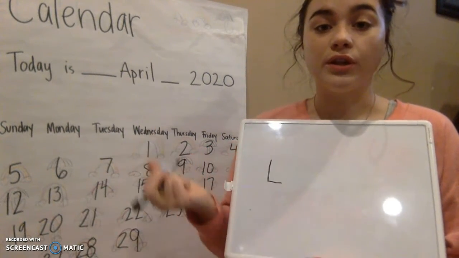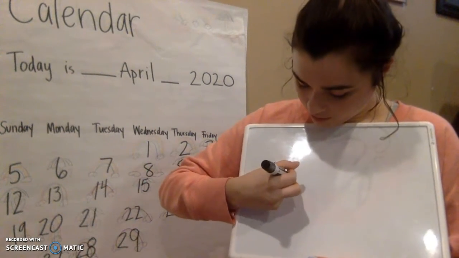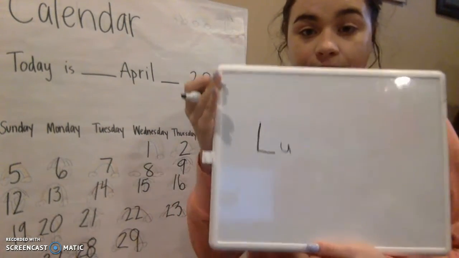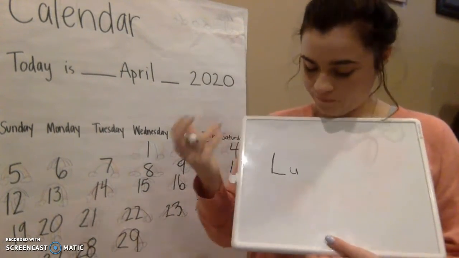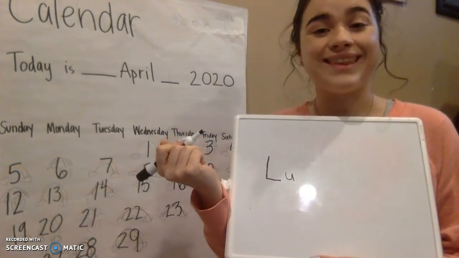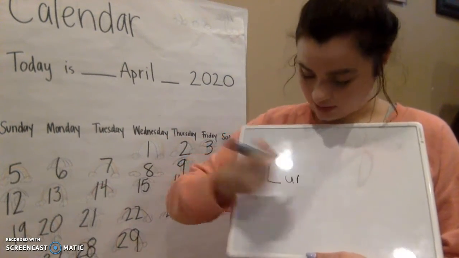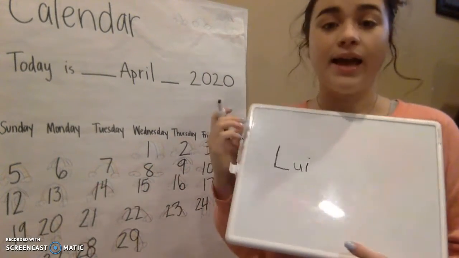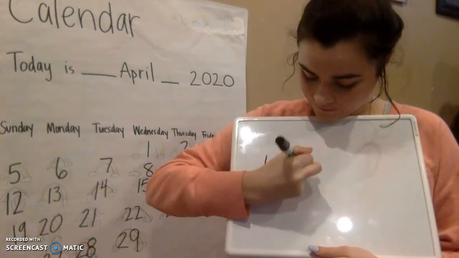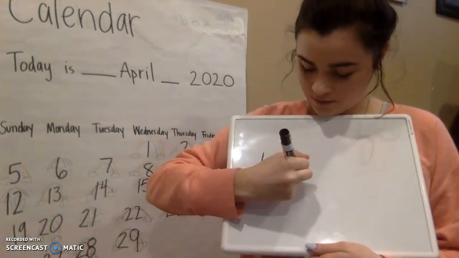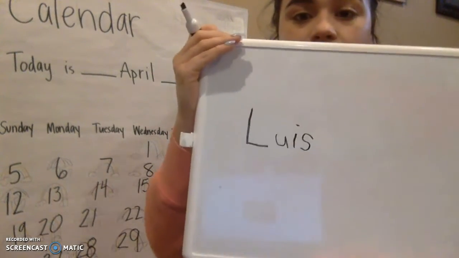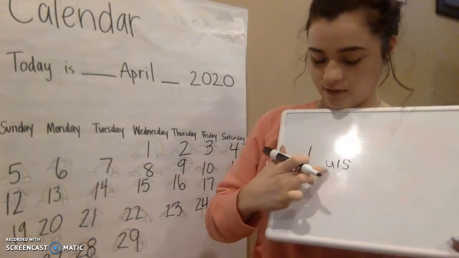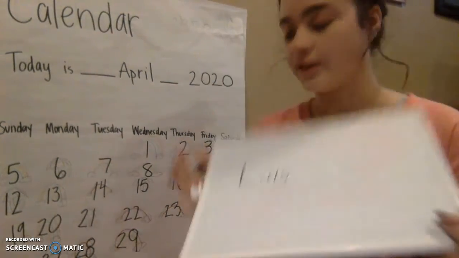Next, we need to do the lowercase u. So we're going to do little curve, little line, and we made the U. Next, we make the I. Little line, dot on top. And next, we're going to make S. So little curve. Very good. So that is how we spell Luis. L-U-I-S. Luis.